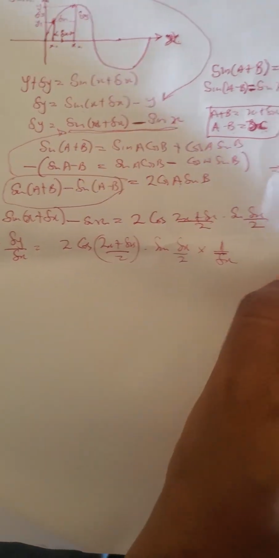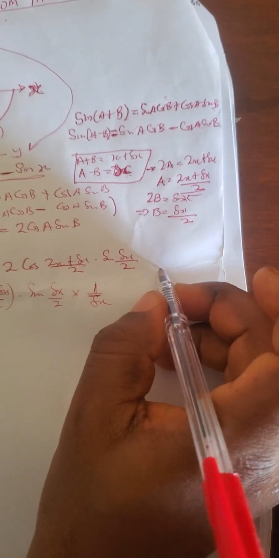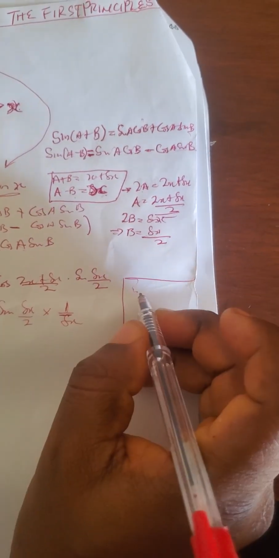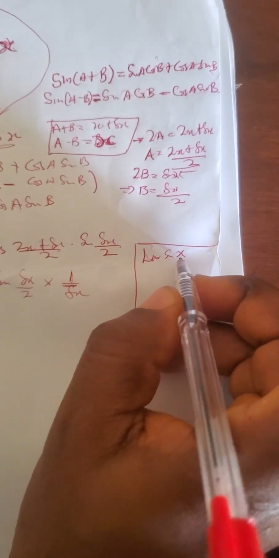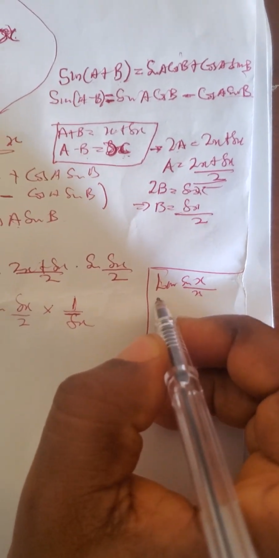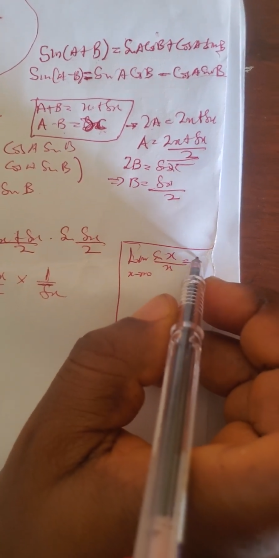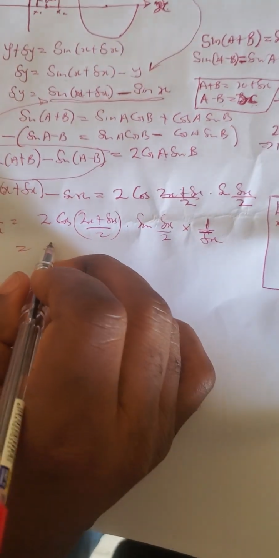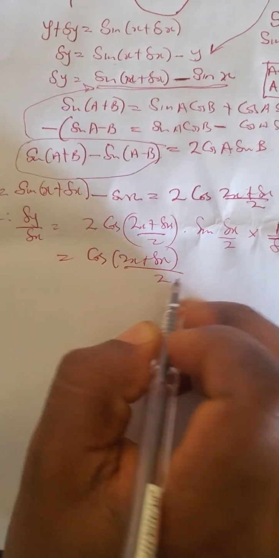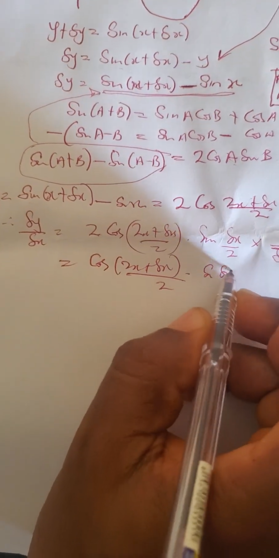Now, you should recall something, that when we have this standard limit of sine x all over x as x tends to 0 is equal to 1, we can relate that to what I have here. So I can take these two here first. I have cos 2x plus delta x divided by 2 times sine delta x all over 2. These two, I put it here, then times 2 all over delta x.